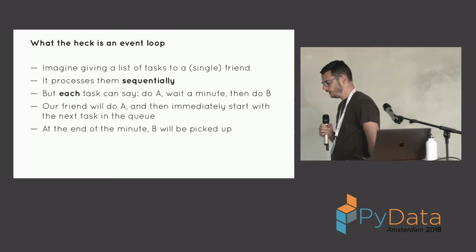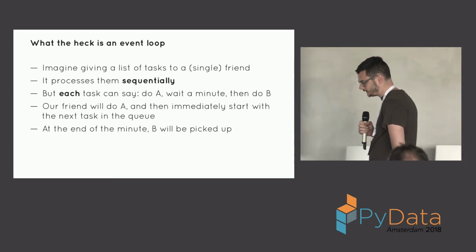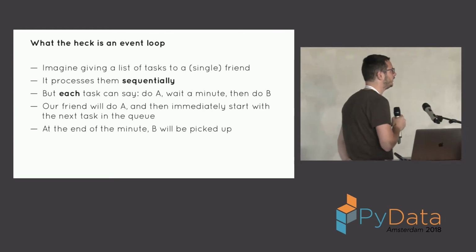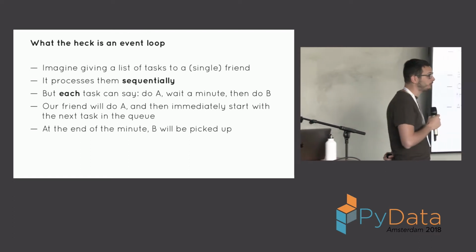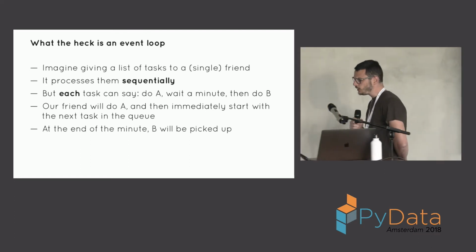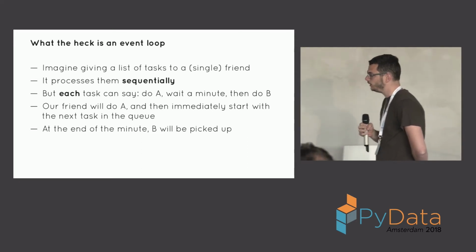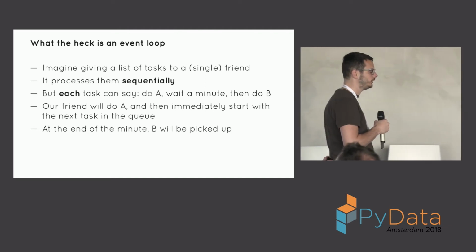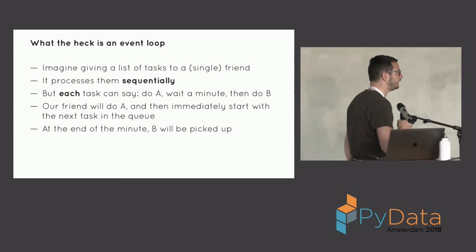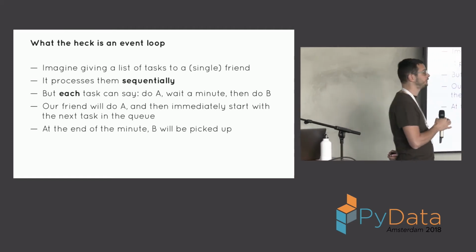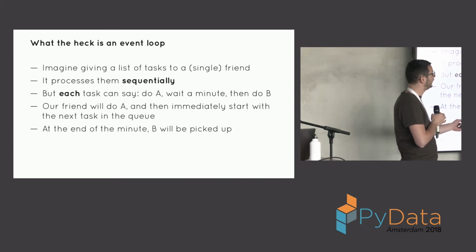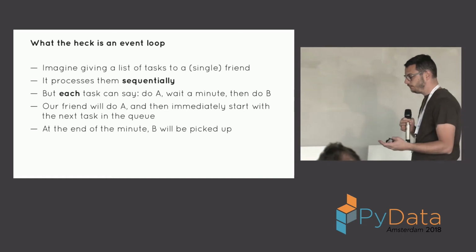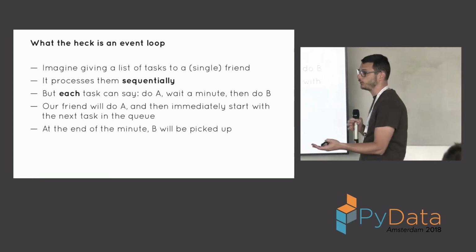Well, imagine you have a friend, and you're going to give a list of tasks to this single friend. Single as just a single one, not as married or not. And this friend processes the tasks sequentially. But each task you give to your friend can say, well, do A, and then wait a minute, and then do B. And our friend has the power to do A, and then start with the next task in the queue, which is not B, because we told him, well, wait a minute before doing B. At the end of the minute, B will get picked up, and it will be done by our friend.